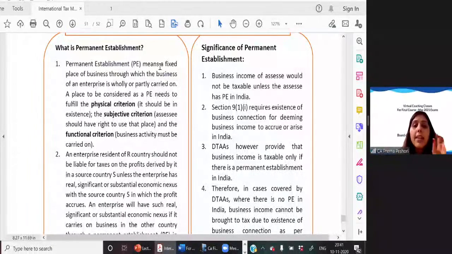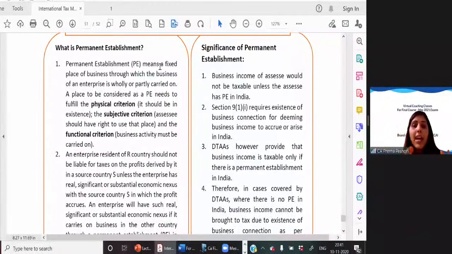Now you will ask why there are two terms. We have a PE, we have a business connection. Why are there two terms in place? So the Act uses the term business connection. And as I had said, business connection is a very wide term. It is not clearly defined. It only says what it includes. DTAA has a clearly defined definition of permanent establishment.